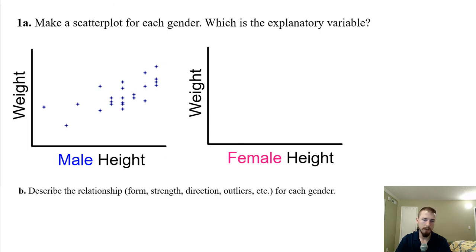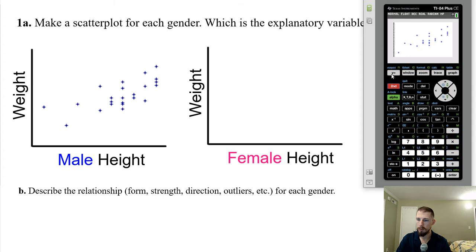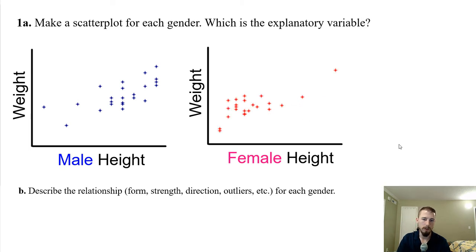Anyway, and then the same thing for the females. So we're going to go to zoom 9. I think I've actually got them already ready to go in plot 2. Yeah, so female height, female weight, I'm going to use the pink color for the females. Zoom 9, so that's going to be the scatter plot for the females.